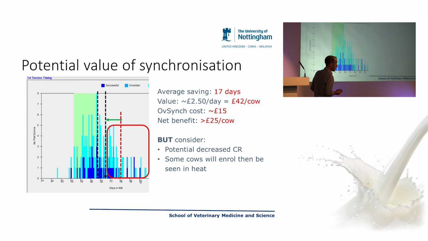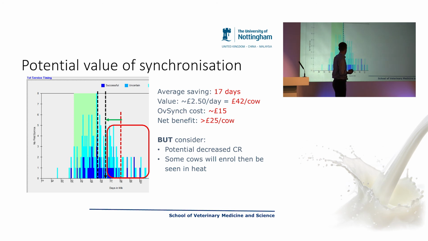You can use exactly the same approach to estimate the potential value of synchronization and using some fixed-time AI programs. More commonly in the UK, people had used these as a kind of backstop. So this is days in milk at first service, voluntary wait period here, first 24 days where we'll expect every cow to have a heat somewhere in there. Inevitably, quite a few won't get served within that period.